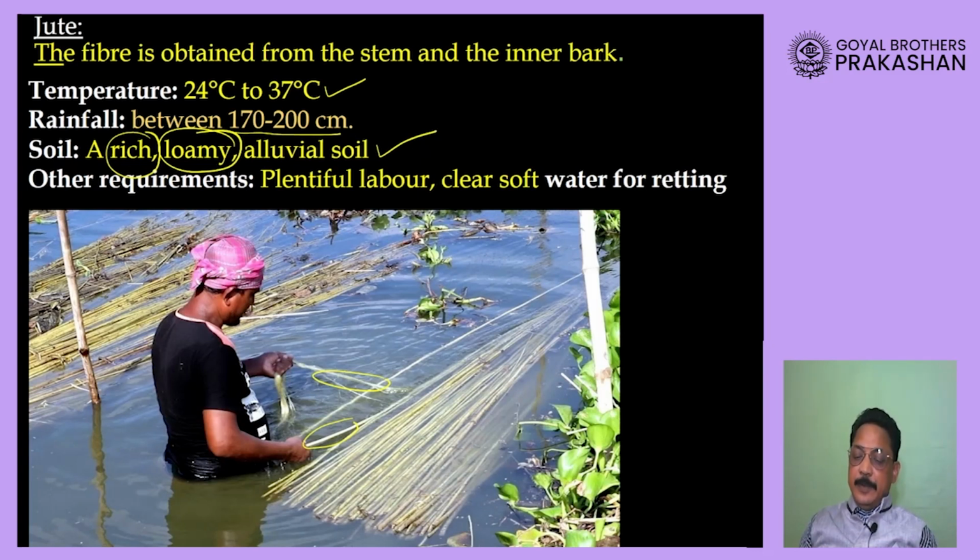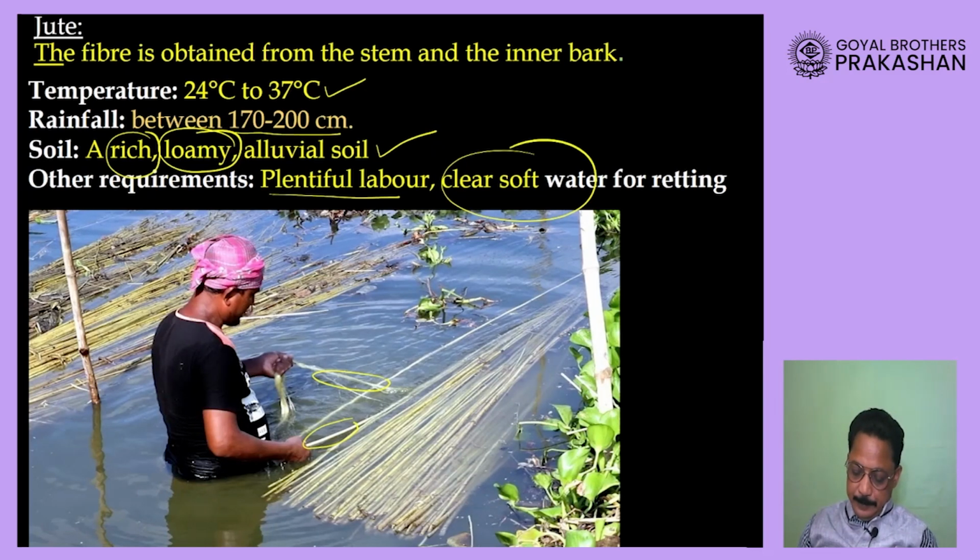Besides that, you will need a lot of labor in order to carry out the processing like harvesting and removing the bark, and of course you will need a lot of water, dear students, because this jute crop needs to be soaked in water so that its bark becomes loose and it can be pulled off easily.